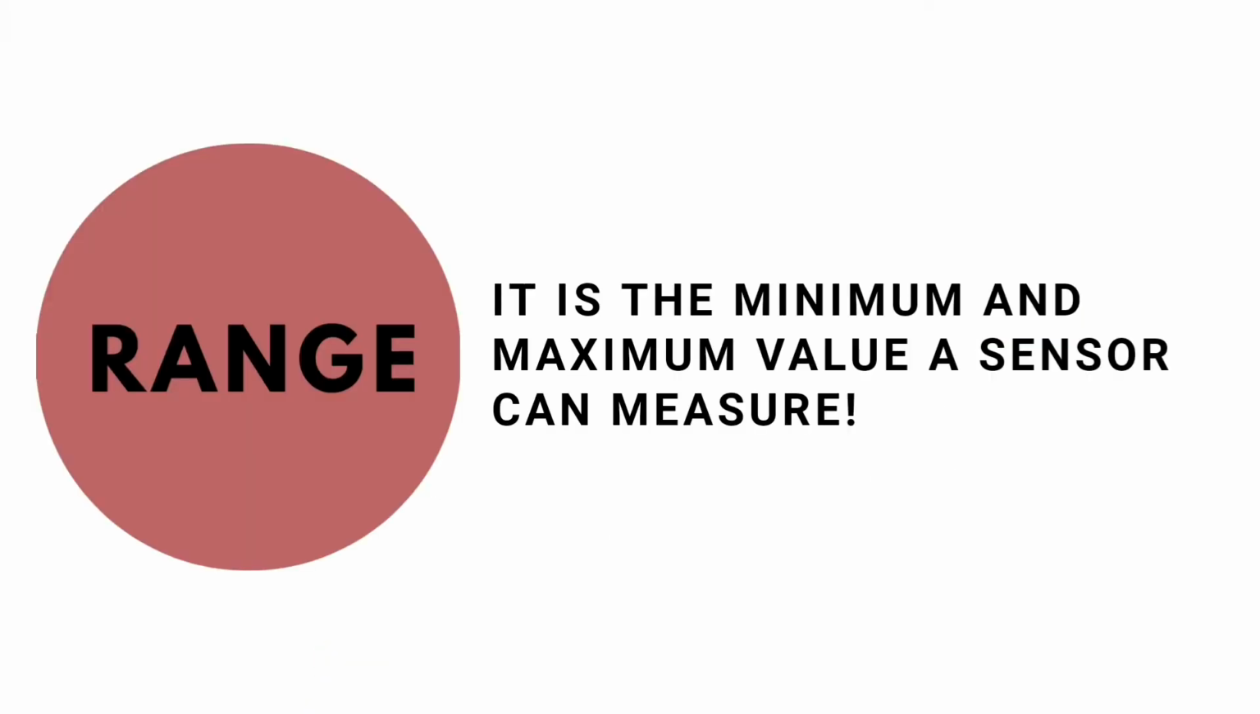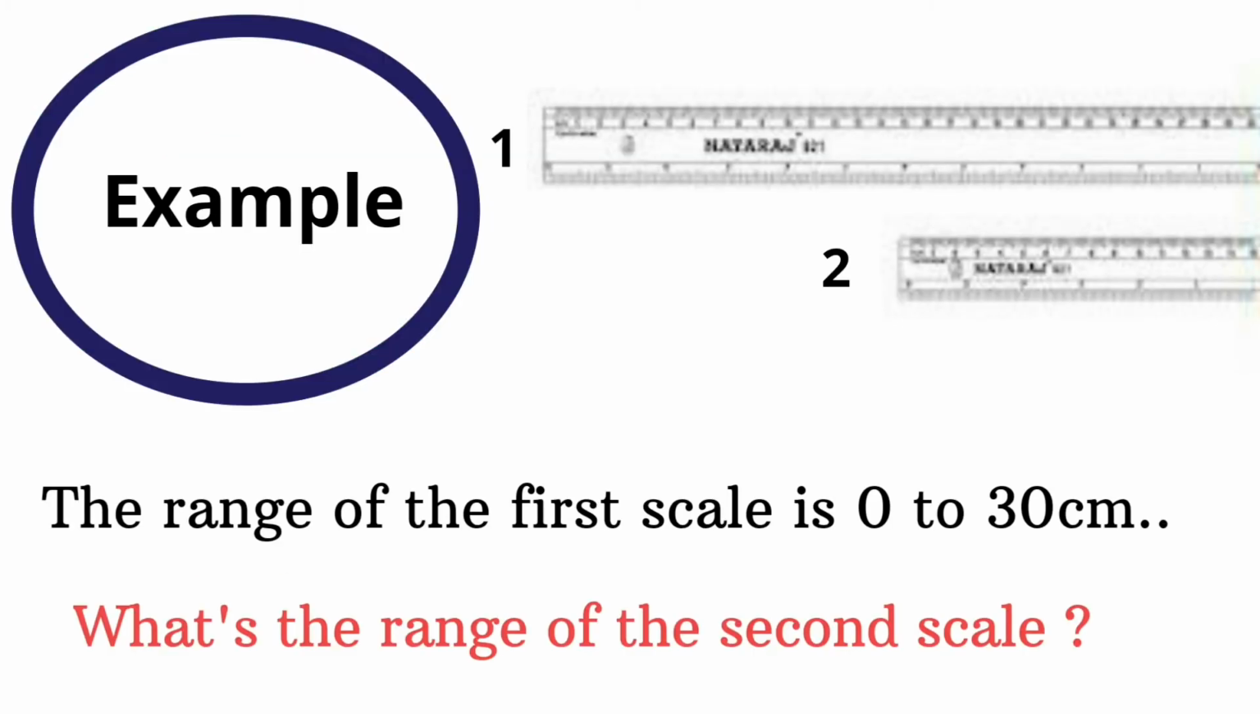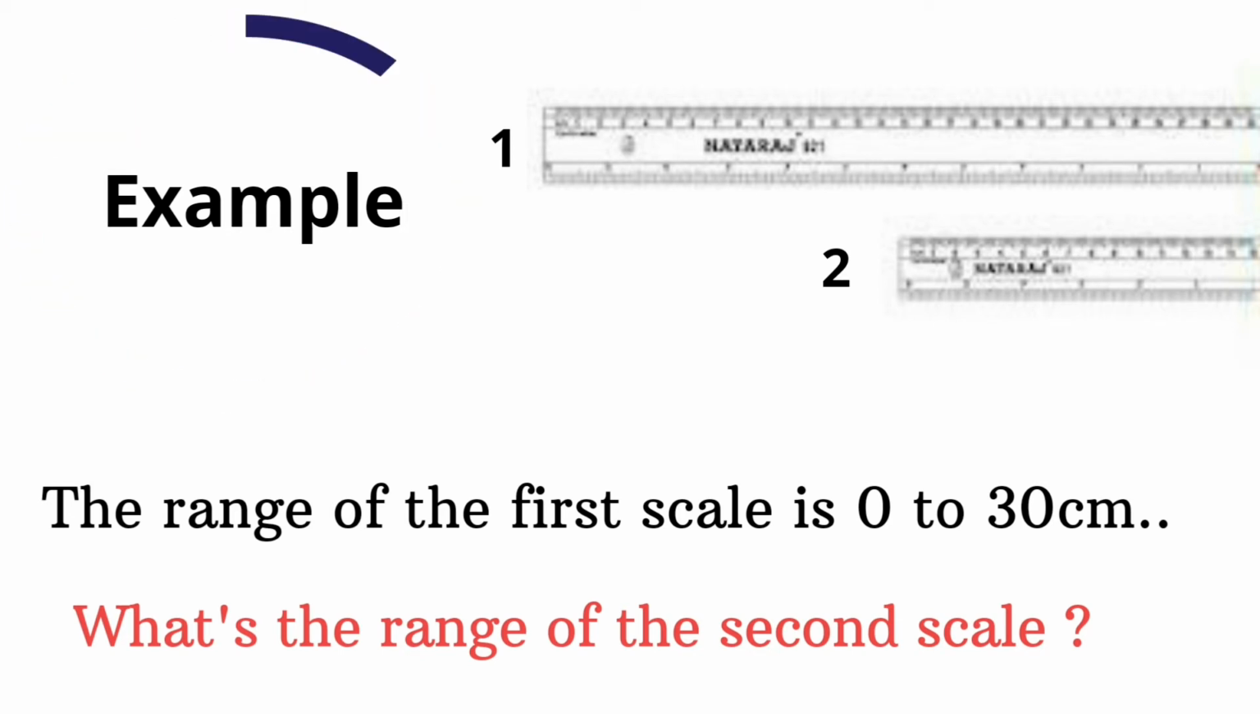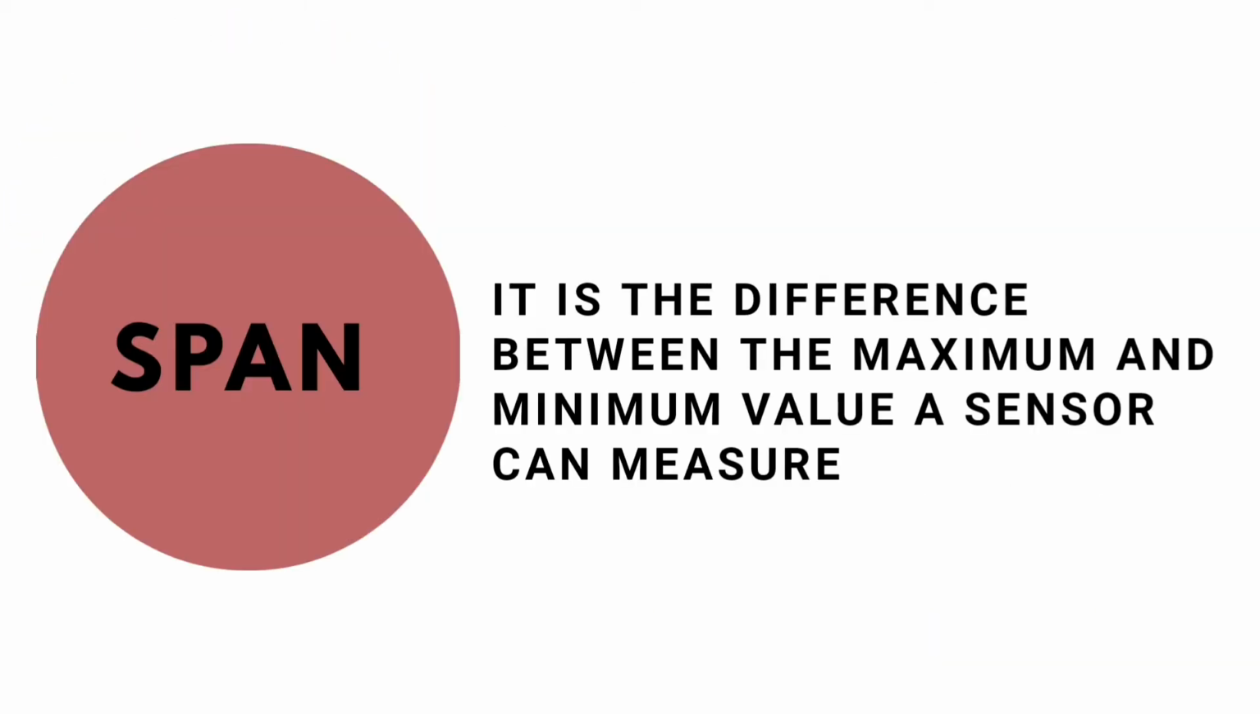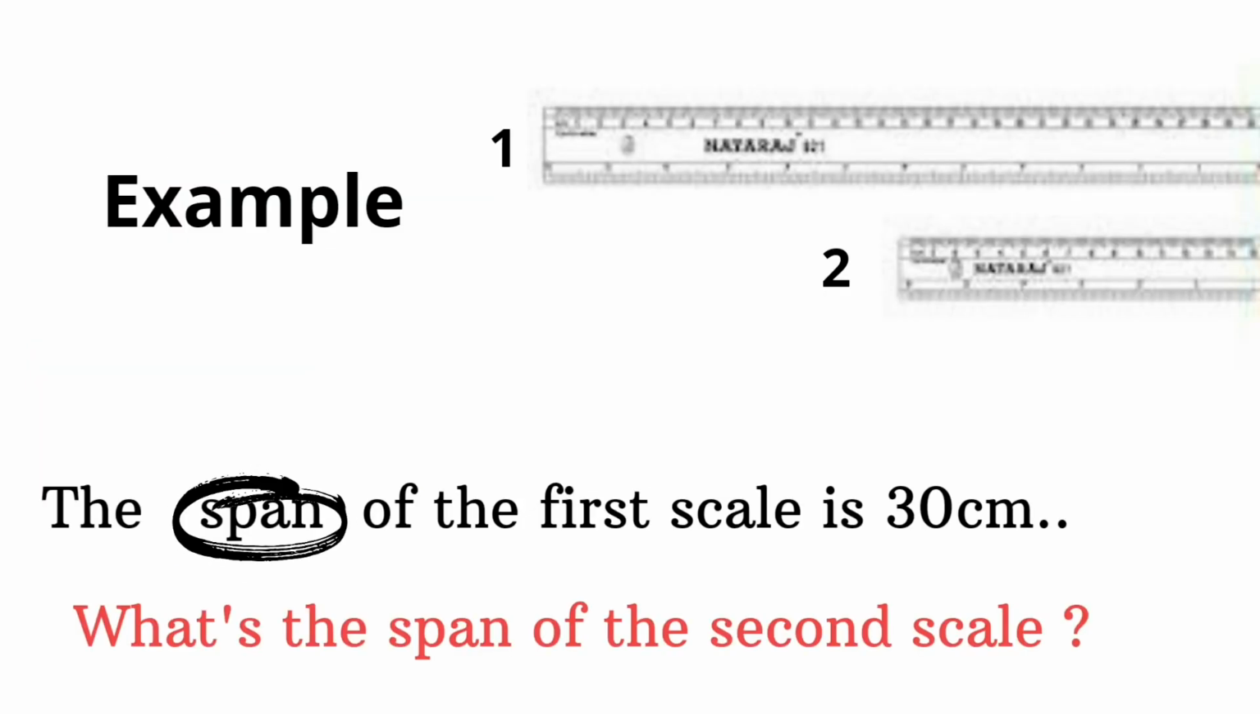The first one is range. It is the minimum and maximum value a sensor can measure. So see this example. The scale number 1 has a range from 0 to 30 centimeter. Can you guess the second ones? The second is span. It is the difference between the maximum and the minimum value a sensor can measure. Same example, here the first scale's span is 30 centimeter. What would be the second ones? Right, hope you would have figured it correctly.